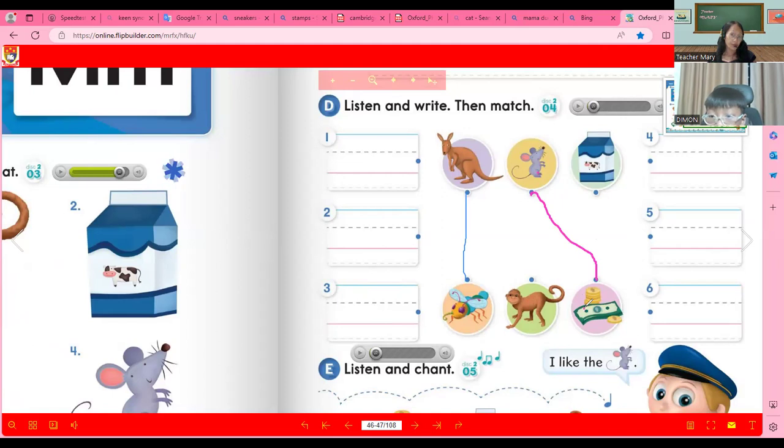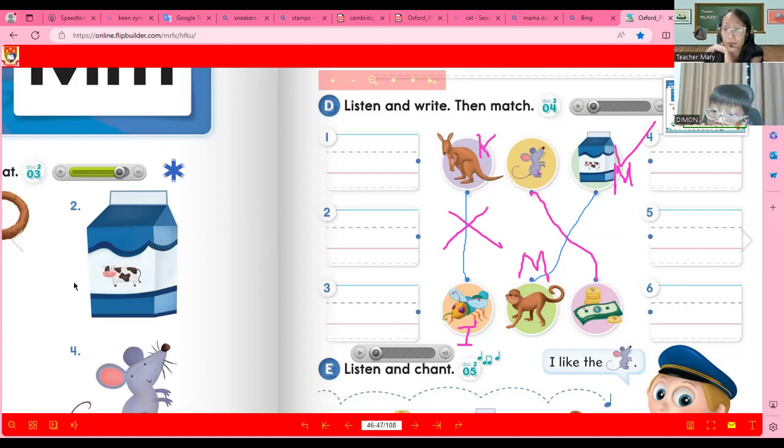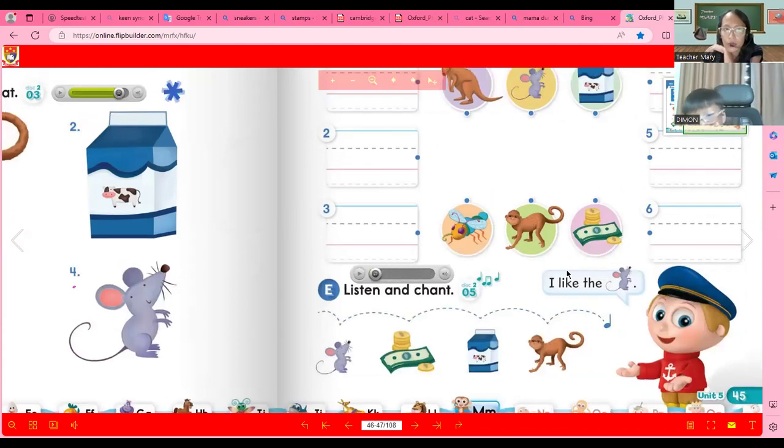Kangaroo? That's a kangaroo. Then that is an insect. So this is wrong. Monkey and milk. Okay, correct. Very good. But kangaroo and insect is no-no. Okay? Now, read this one, please. Read. I like the mouth. Good job. Very good.